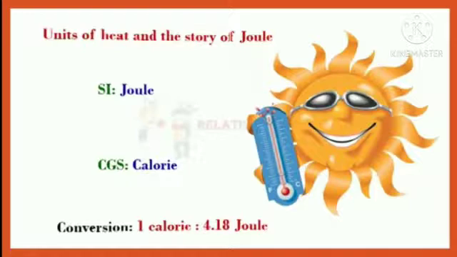The unit of heat in the SI system is joule, while in CGS units it is calorie. And 1 calorie is equivalent to 4.18 joule. 1 calorie of heat is the heat required to increase the temperature of 1 gram of water through 1 degree Celsius.